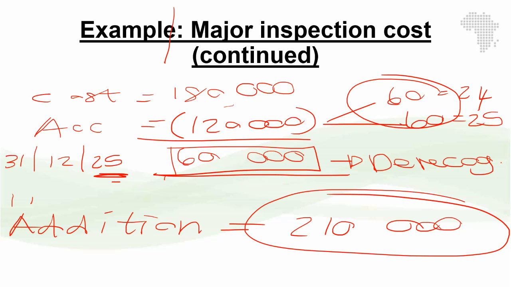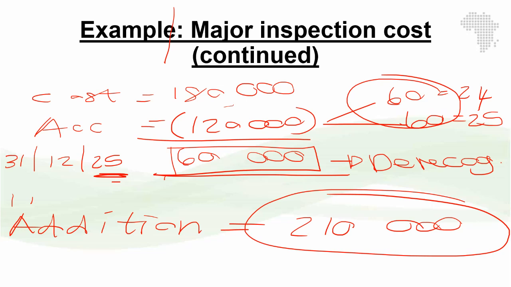So I will derecognize the 60,000, have an addition for my 210,000, and then from there onwards, I will calculate my depreciation. If they still say every 3 years, I will then calculate depreciation for the inspection component over 3 years. 210,000 over 3 years. Continue with that up until the date that my actual inspection takes place, and I start this cycle all over again. So I hope this makes sense to you. If you've got questions, you can post them in the Q&A and I will have a look at them later.